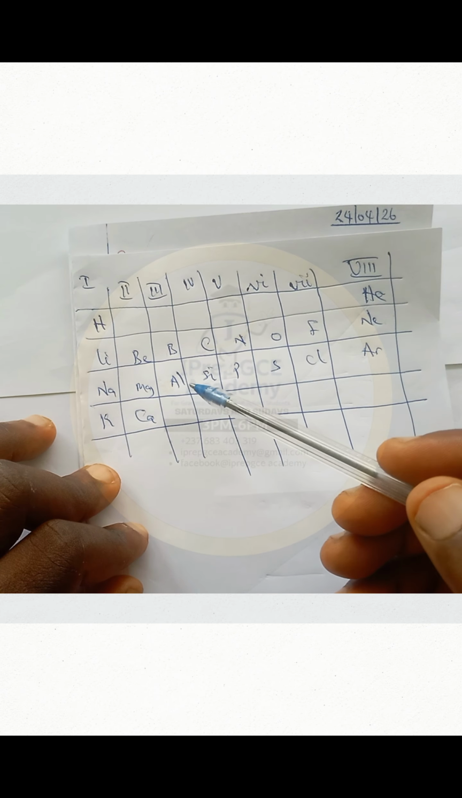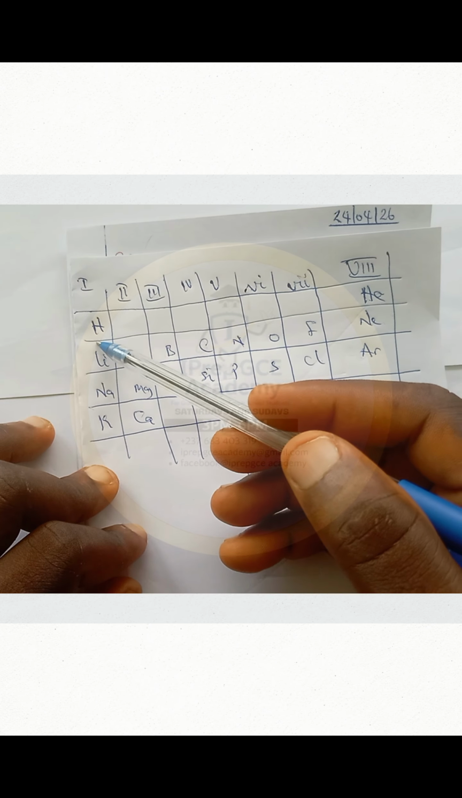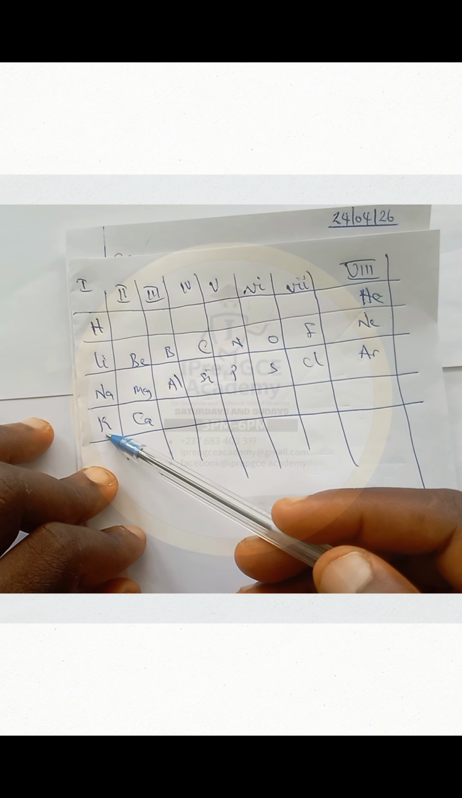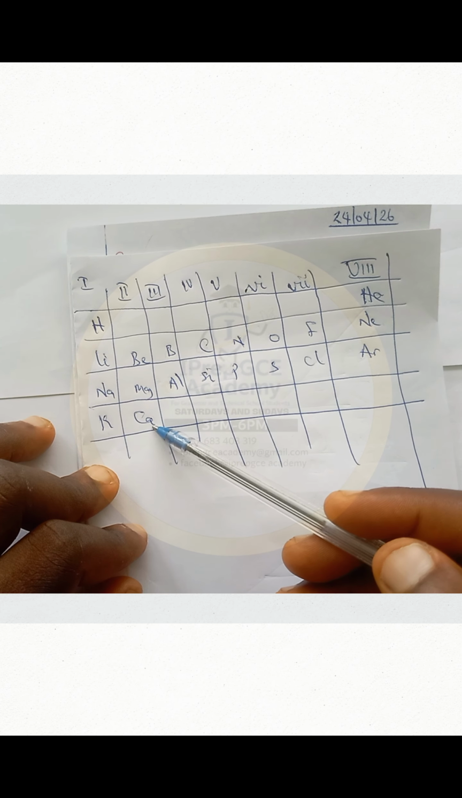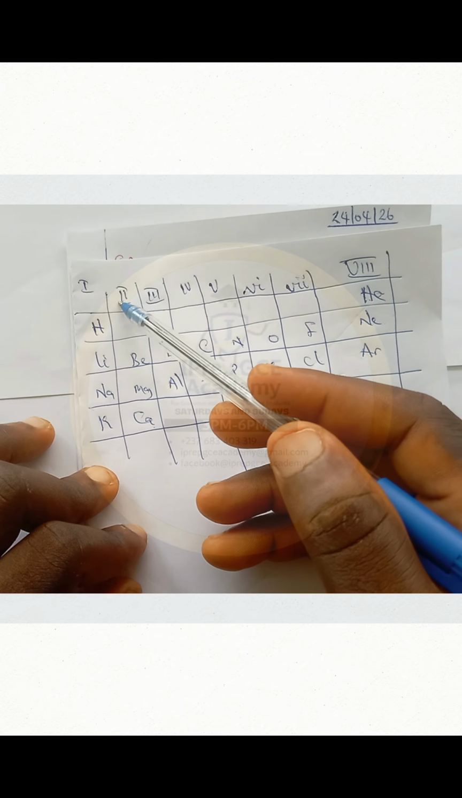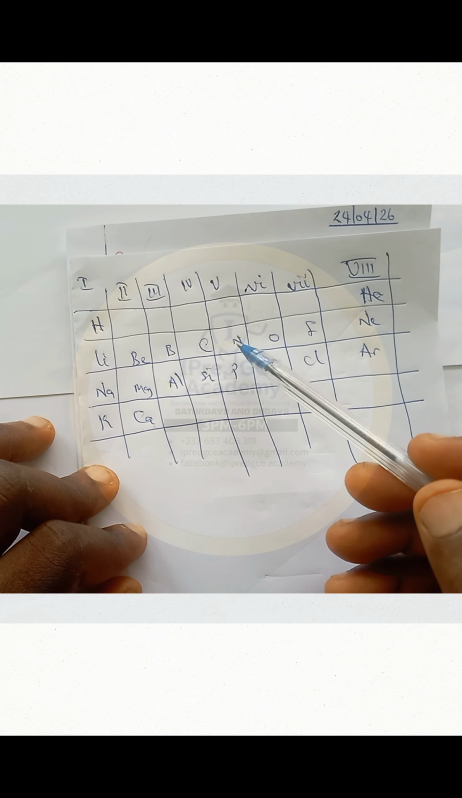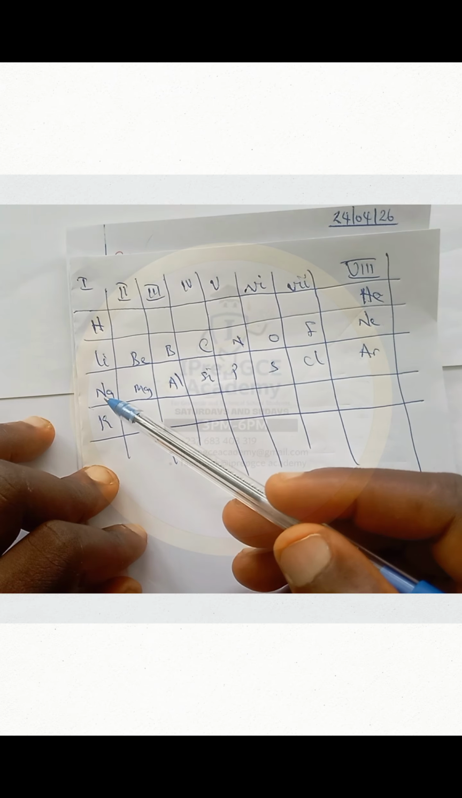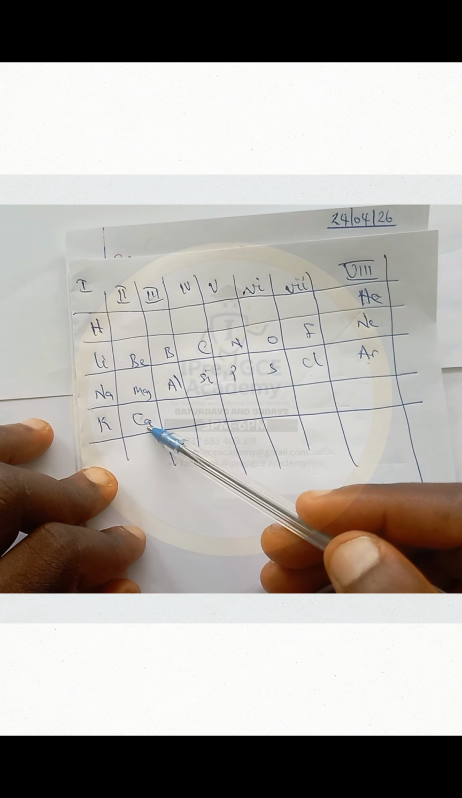So now they're asking what criteria was used to put all these elements here into group 1, and what criteria was used to put all these elements here into group 2? Because these here are in group 2, as you can see. Hydrogen, helium, lithium, beryllium, boron, carbon, nitrogen, oxygen, fluorine, neon, sodium, magnesium, aluminum, silicon, phosphorus, sulfur, chlorine, argon, potassium, calcium.